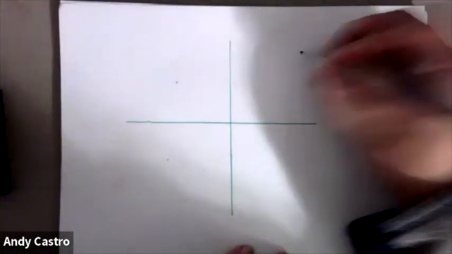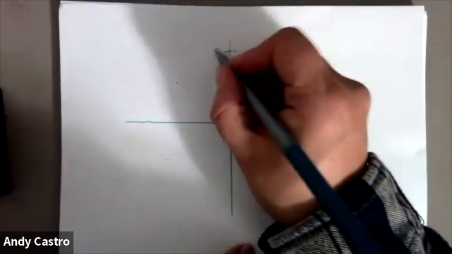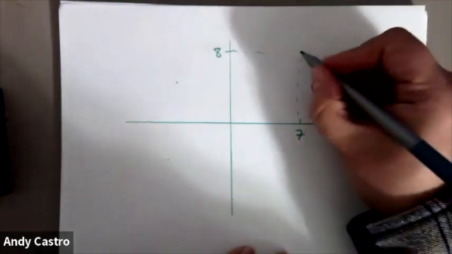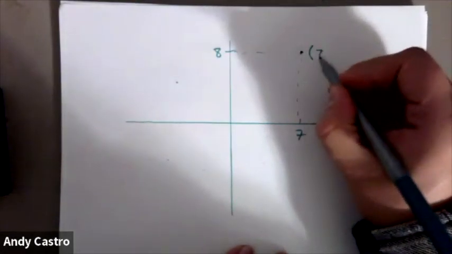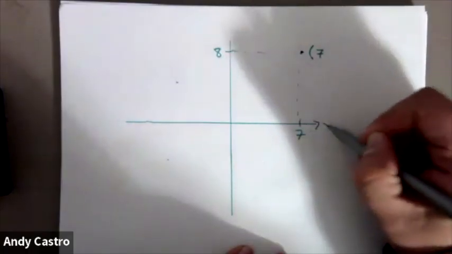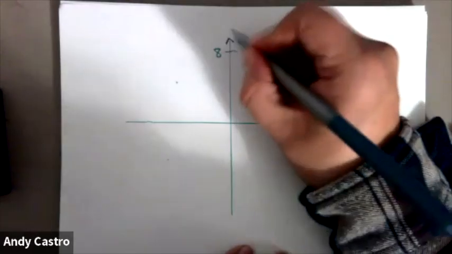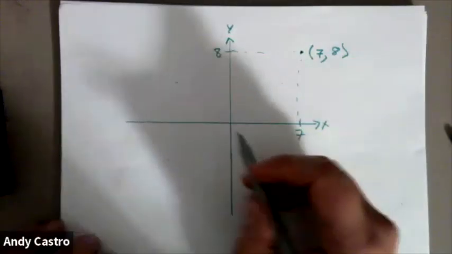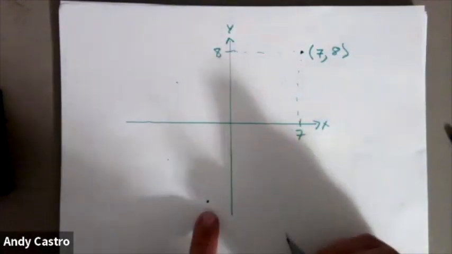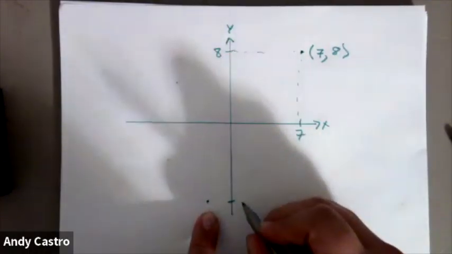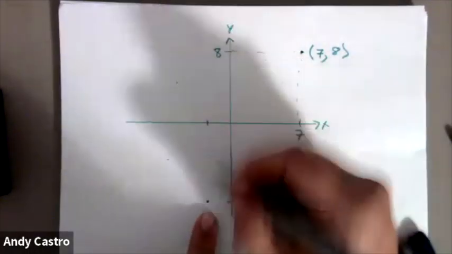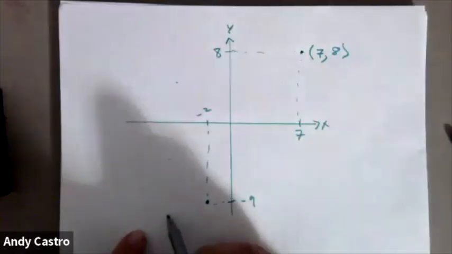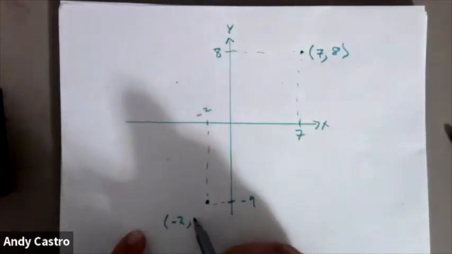I'm going to put a point up here. We're going to say that that's at +8. And over here at +7. So this ordered pair, we put our x component first. That's 7, followed by our y component. That's 8. Over here, I'm going to put a point right there. This is going to be, we'll say, -9. And then we'll say that this is -2. So this ordered pair here is -2, -9.